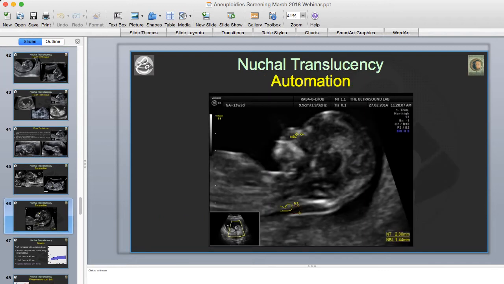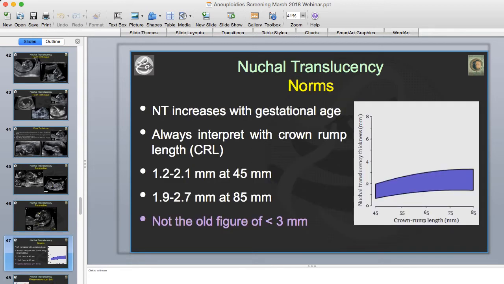There is also automation, which has modified the way we look at some of these things, but it has to be supervised, and in that supervision you have to realize that the markers must come correctly, and if they don't, then it's better to do a manual marking. Once you've done the nuchal translucency, you put it onto a chart, and we don't use the old figure of a cutoff. It's convenient to use cutoff, but that's not the right way to do it.